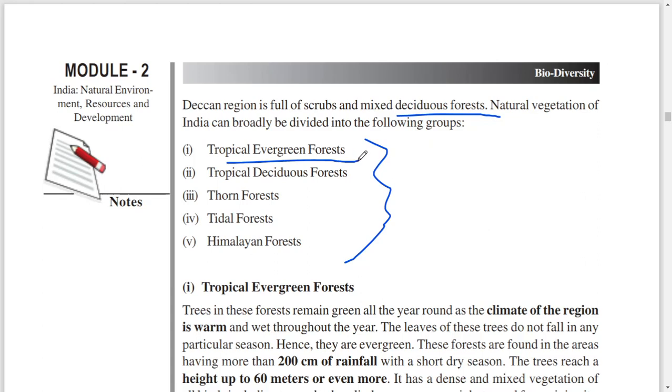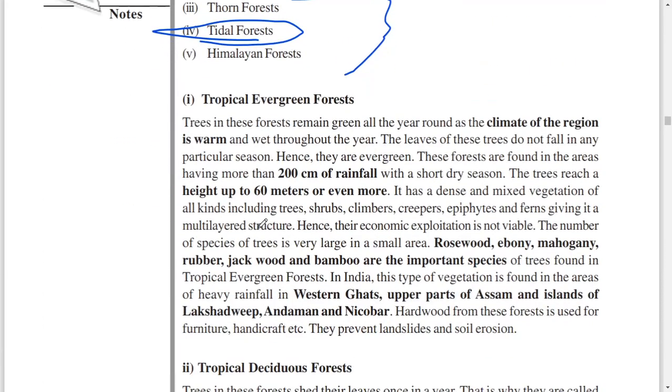Tropical evergreen forests, those forests that don't shed their leaves are called tropical evergreen forests. Tropical deciduous forests, thorn forests, tidal forests, also known as kidney of the earth, Himalayan forests. So what is tropical evergreen forest? Trees in these forests remain green all the year round as the climate of the region is warm and wet throughout the year.